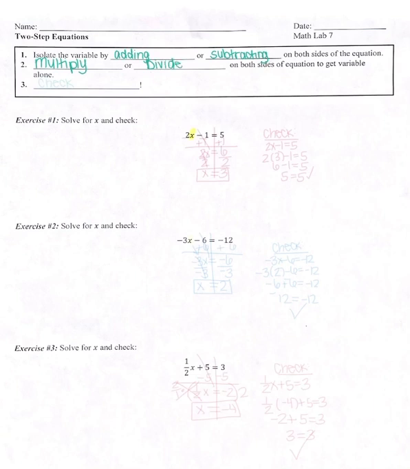The last thing we always want to do is check. And the way we check two-step equations is we take what we got for x and we plug it into the equation, and then we use PEMDAS to simplify both sides. So for this example, we have 2x minus 1 equals 5. We're going to start by putting a big line down the middle.